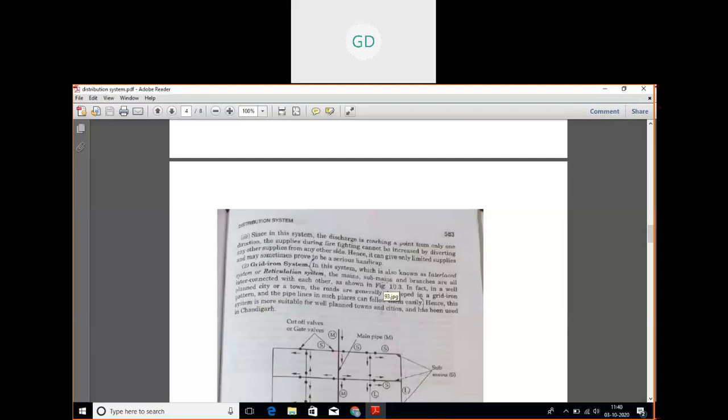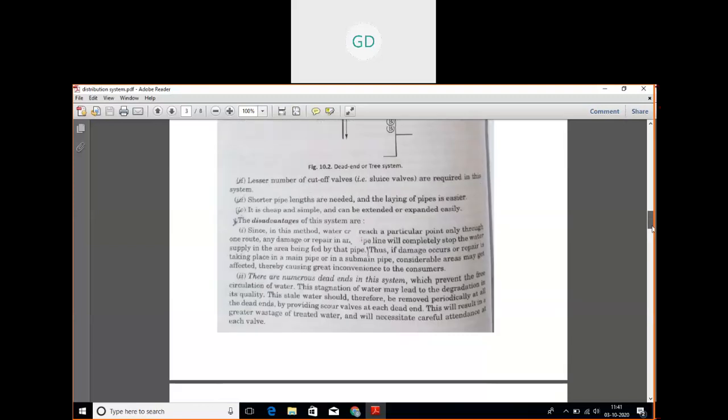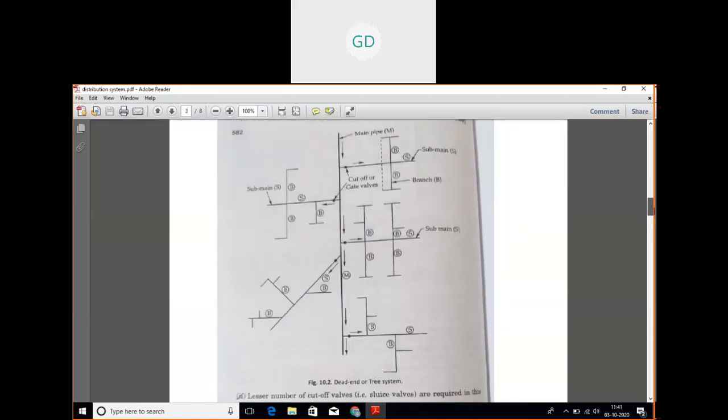So during fire emergencies, or emergencies during fire breakout, the volume or the discharge cannot be increased by diverting the supplies from any other side. So that is a disadvantage. These three are the disadvantages, and four you have got the advantages.